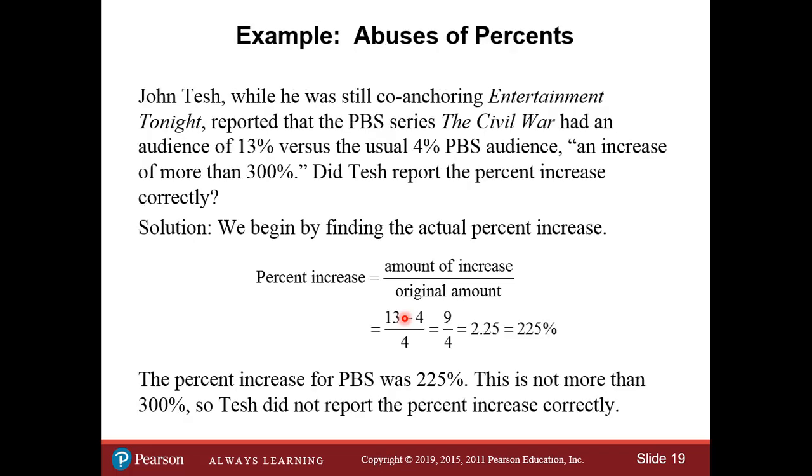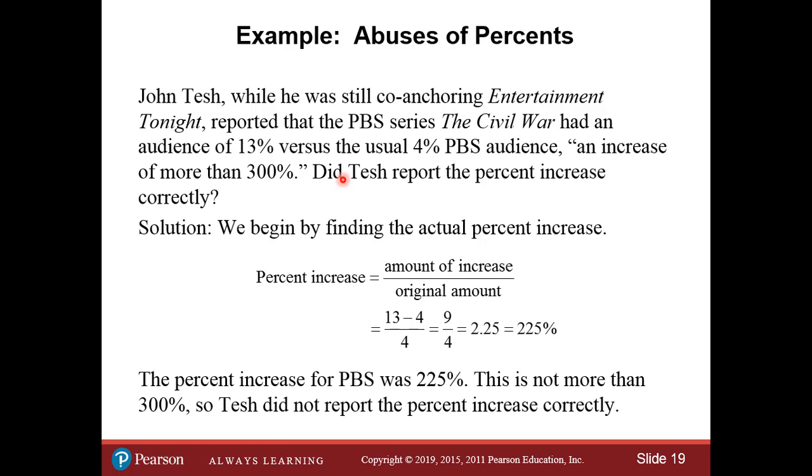Okay, now John Tesh, while he was still co-anchoring Entertainment Tonight, reported that the PBS series The Civil War had an audience of 13% versus the usual 4% PBS audience, an increase of more than 300%. Now, did Tesh report the percent increase correctly?